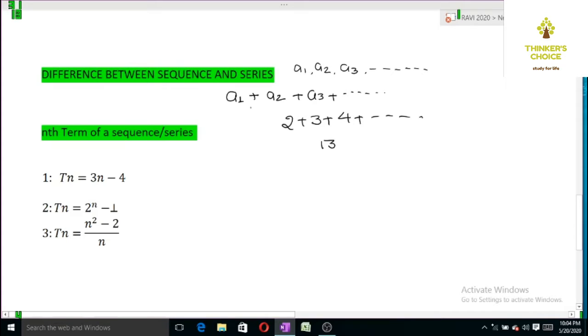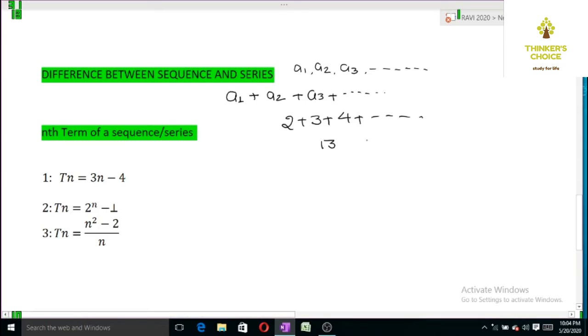Remember one thing, here the plus sign is not the addition sign. You understand that you can do 2 plus 3 equals 5, but here it is the representation of a series. We do not add up these things. Basically it is addition, but to represent a series we use this plus sign. Keep these things in mind.